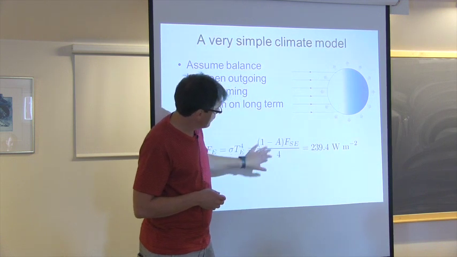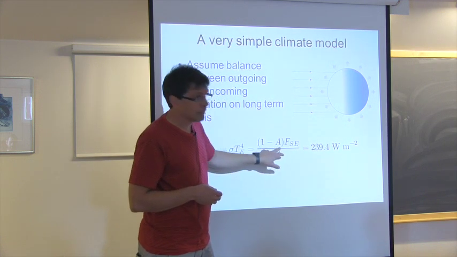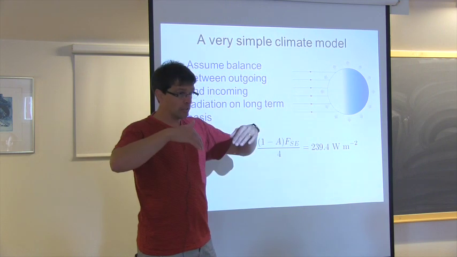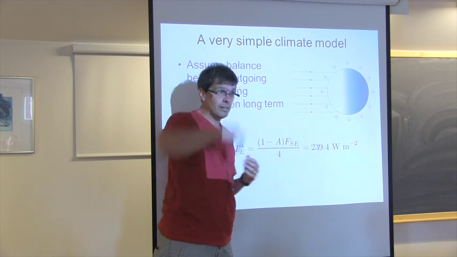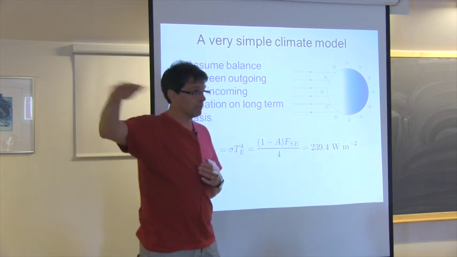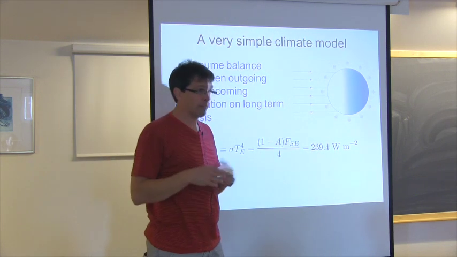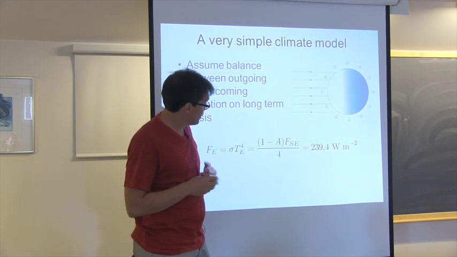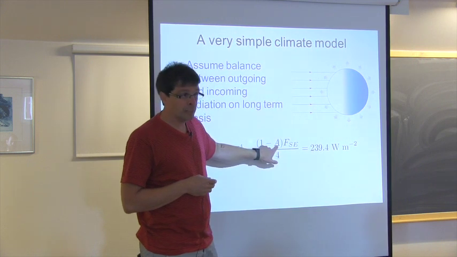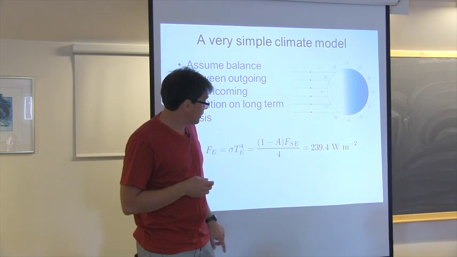But then there are also some other factors coming in here, representing the fact that some of the incoming radiation is not taken up by the surface, but it's reflected back to space again. The ocean is sometimes reflecting, or we have white ice surfaces reflecting sunlight back to space again. So this is something we call albedo, the albedo of the planet.